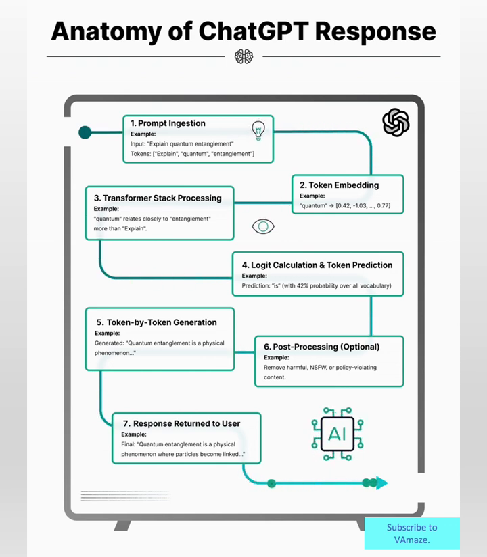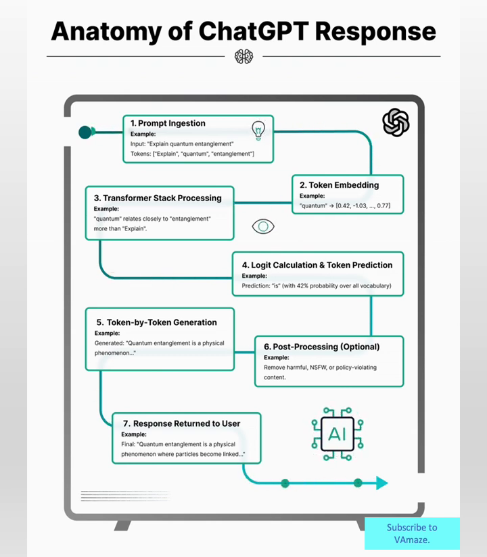Attention mechanisms. The transformer uses attention mechanisms to determine which parts of your prompt are most important and how different words relate to each other. In our example, the system recognizes that "quantum" and "entanglement" are closely related concepts that should be processed together, while "explain" indicates the desired response format.